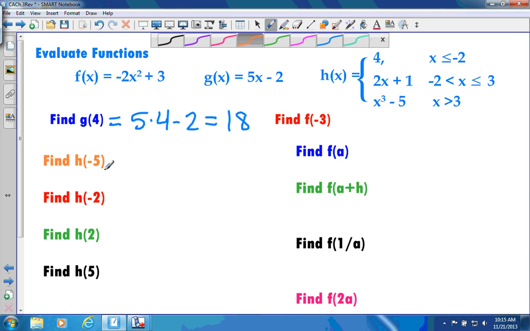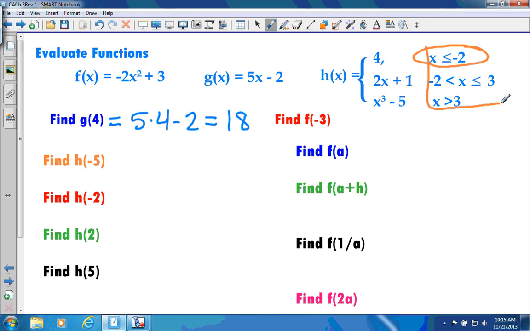H of negative 5. Here, because it's this one, negative 5 fits this interval. These things here are your domain. And negative 5 fits that one. So then your answer is just going to be straight up 4.